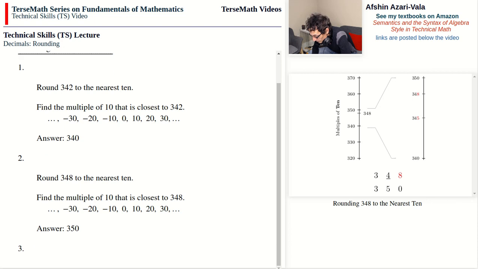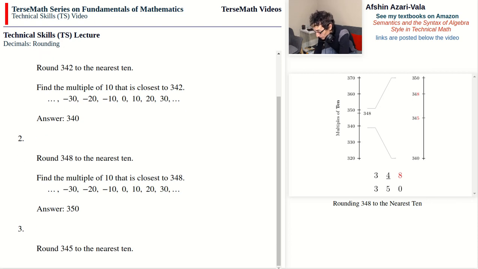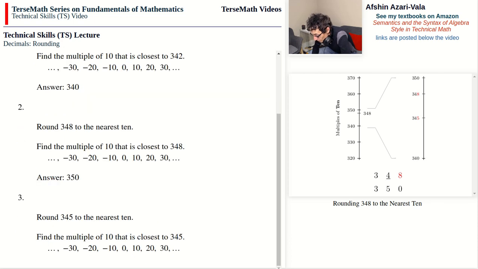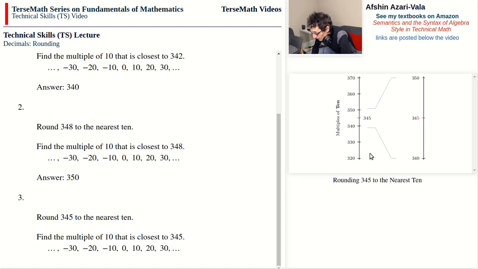Okay, problem number 3. Round 345 to the nearest 10. Now this one is an interesting problem. Again, it means find the multiple of 10 that is closest to 345. This is interesting because 345 is exactly halfway between 340 and 350, and so it's equally close to 340 and 350. Now we need to deal with this dilemma in some way, and the agreement is that unless there are reasons why this is not a good idea, then by convention we always round the halfway point up. So in this case 345 becomes 350.